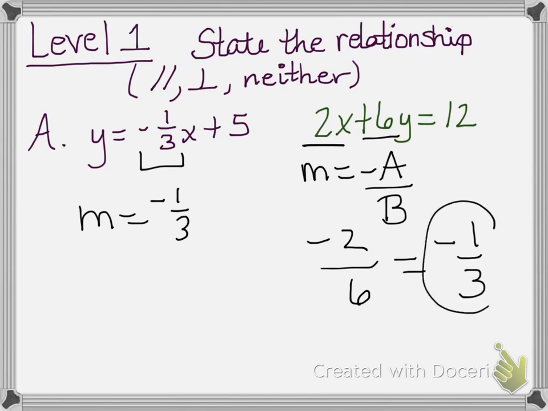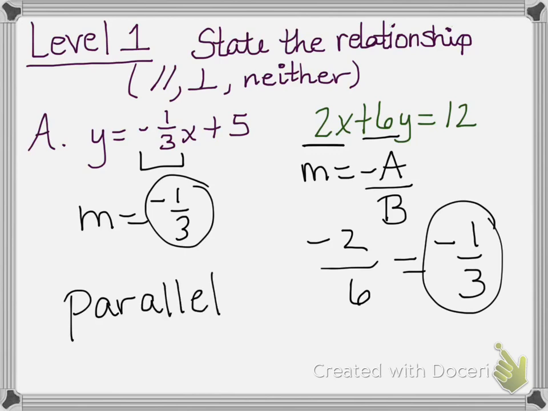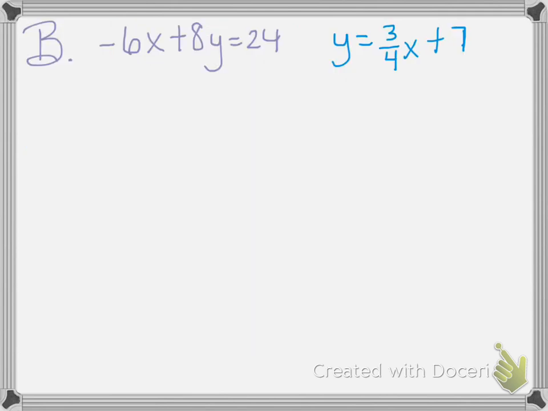So we can see that the slopes are identical. So these are parallel lines because the slopes are the same. So for our second example here, we have one in standard form, -6x + 8y = 24, and slope-intercept y = 3/4 x + 7.